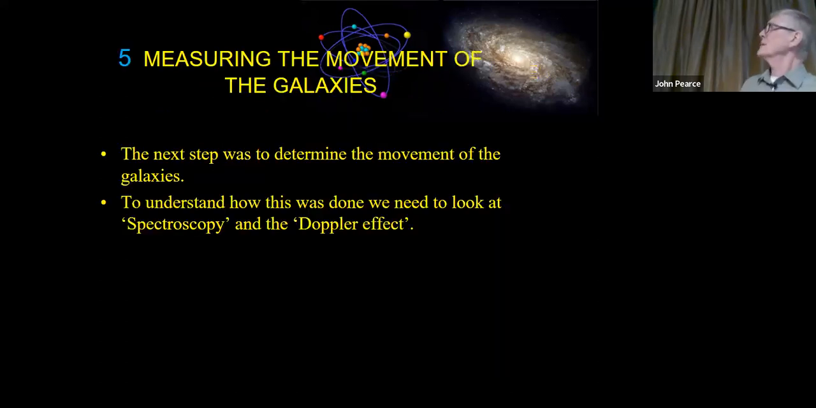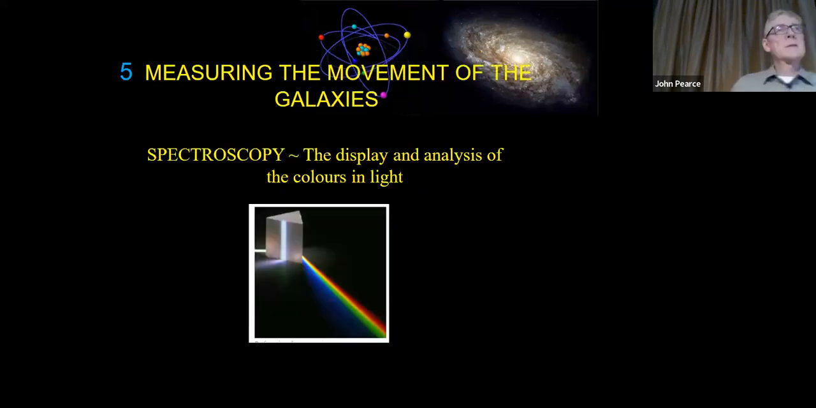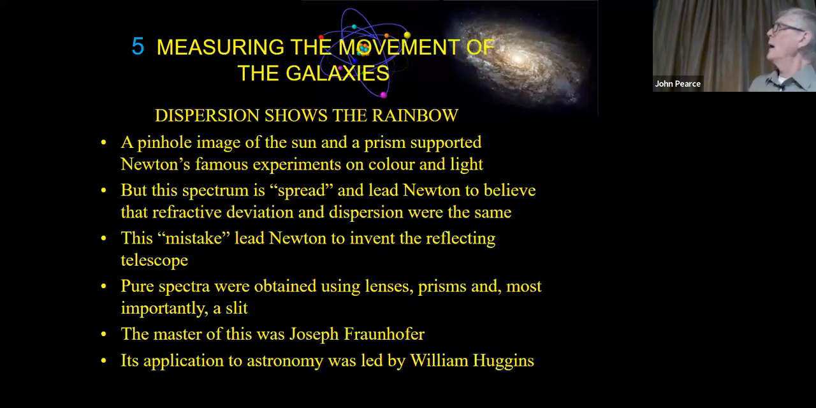So the next step after this was, of course, to determine the width of the galaxies. To understand this, we need to look at spectroscopy and the Doppler effect. I'm hoping that some of you are vaguely familiar with these things. We'll have a look at them and see if we can add some light to it. So if we look at spectroscopy, it's the display and analysis of the colours in light. And we need to look at a number of things there.